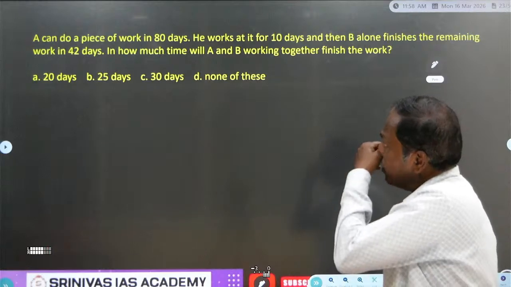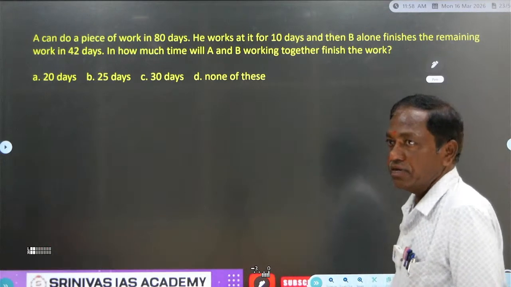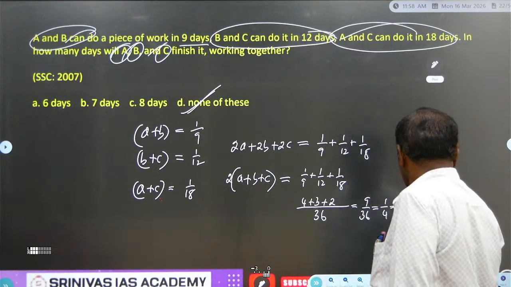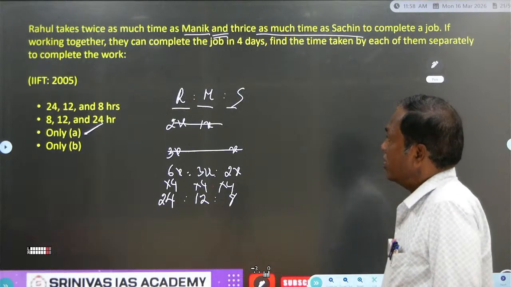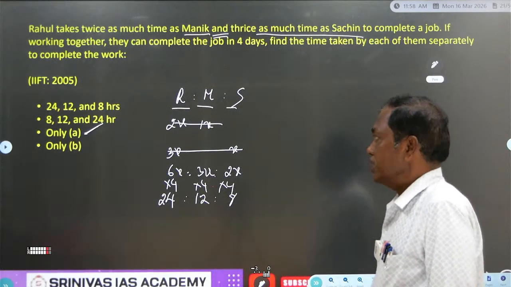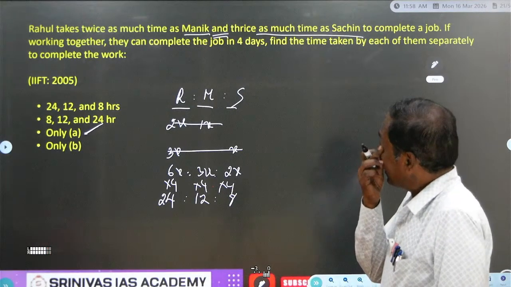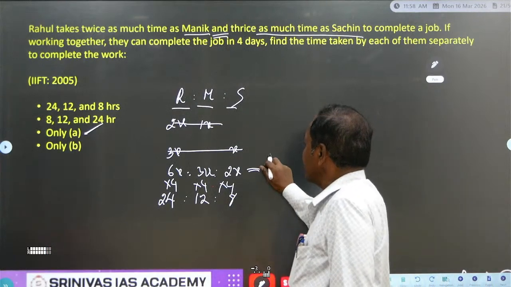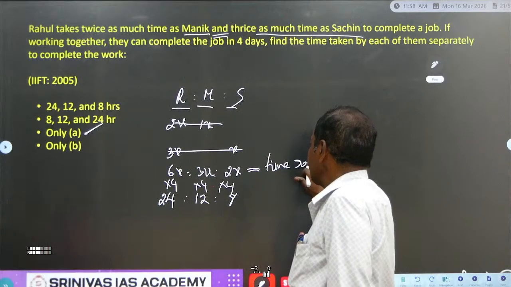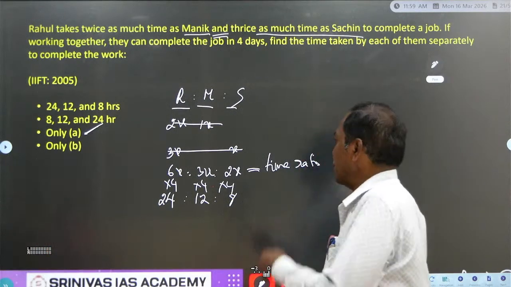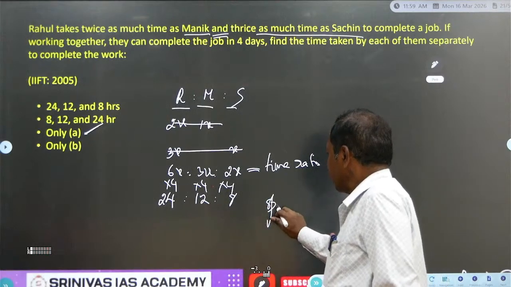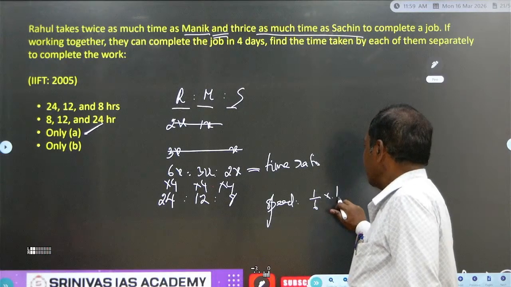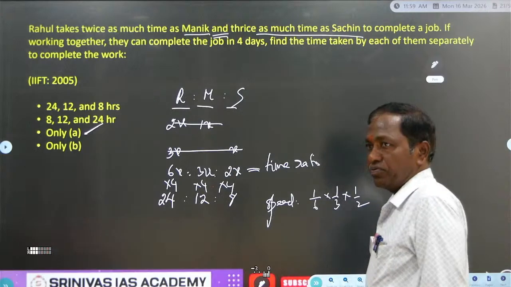A can do a piece of work in 80 days. Yes, you have to convert, because time is actually this time. These are the time ratios. Speed means reversing the ratios. If the speed ratios are what? Speed ratios are 1 by 6, reversing the ratios: 1 by 6 into 1 by 3 into 1 by 2.